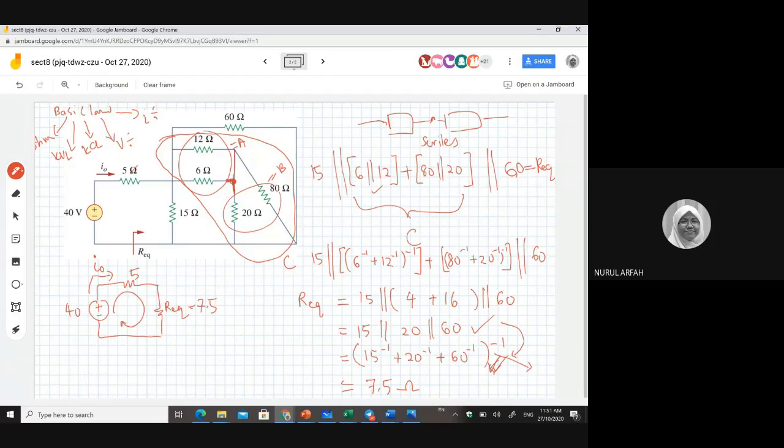Around the loop. If you apply KVL around the loop, then you will get negative 40 plus 5 I note plus 7.5 I note. Do you still remember this, or already lost? Then rearrange, and you get I note.